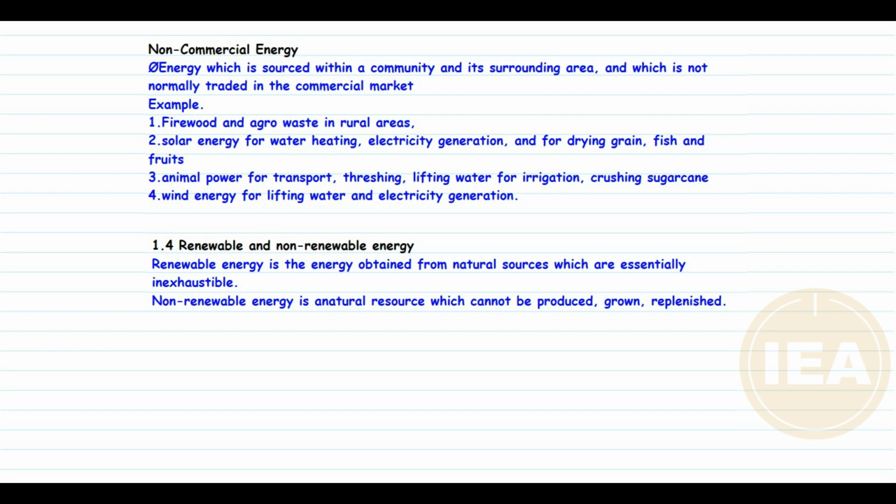Then solar energy for water heating. In many buildings they have solar water heaters, and also solar panels are installed above the building, so that whatever they are generating, they are consuming, they are not selling it, so they come under the non-commercial form of energy. Also drying grain, fish and fruits, then animal power for transport, threshing, lifting water for irrigation, crushing sugarcane, wind energy for lifting water and electricity generation. Suppose wind energy you are using, that also you are consuming yourself, so it is a non-commercial form of energy.